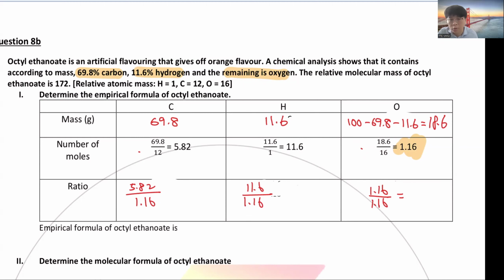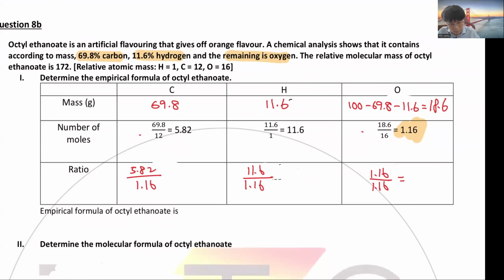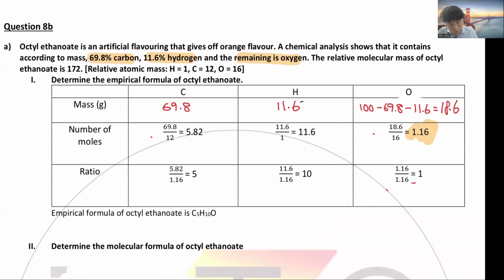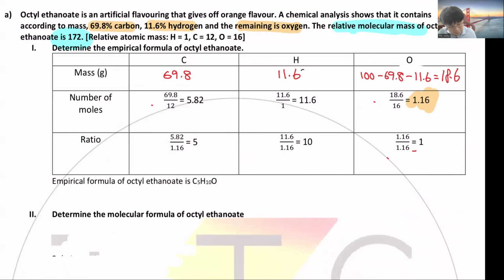Then straight away you can write atom. Yeah, you get this. Instead of writing number of molecule, you know the one is atom, so you write number of atom. So you get the ratio is 5, then H is 10. Then now they give you the molecular mass is 172. So now you need to find out the actual formula.